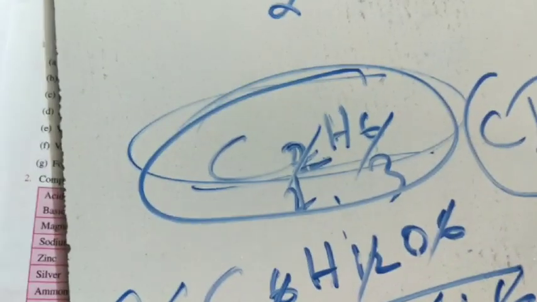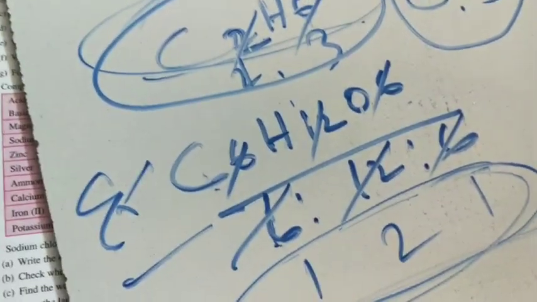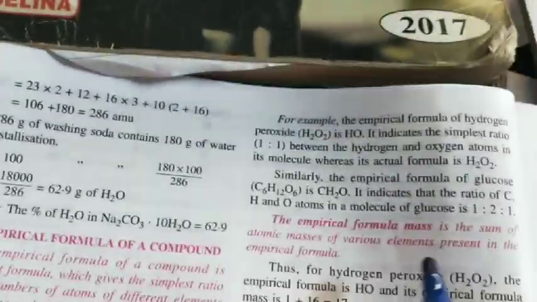Maybe this question is asked in your exam: what is the empirical formula of glucose? What is the empirical formula of another compound, H2O2, peroxide? In this way, 2 2, common is 2, so 1 1, that is HO. It is the empirical formula of H2O2. In this way, we find the empirical formula of several molecules. Empirical formula mass: when you find the empirical formula HO, its mass is 1 plus 16, that is 17. In this way, we find the empirical formula mass.